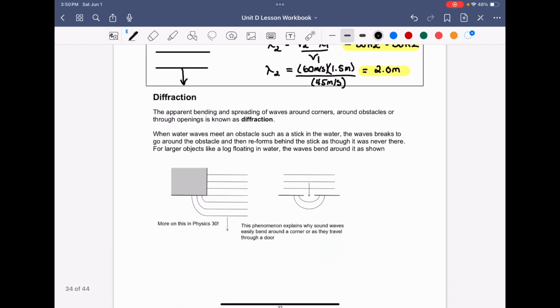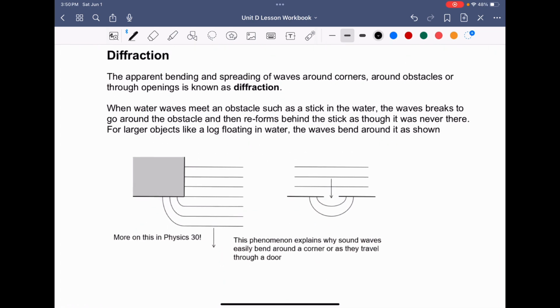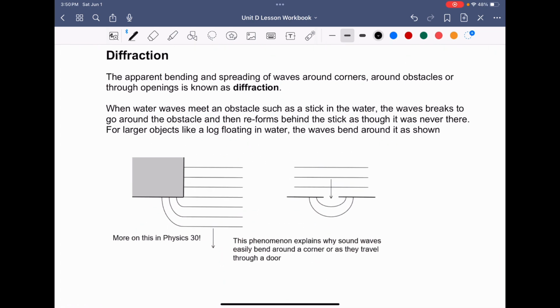All right, now we're pushing into the idea of diffraction. Again, there's not a ton of this in Physics 20 necessarily. The biggest thing we need to pull out from here is that diffraction is this concept of waves that want to bend or spread as they go around different corners or obstacles, and this is what we call diffraction.